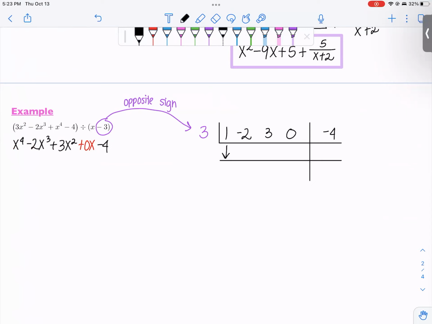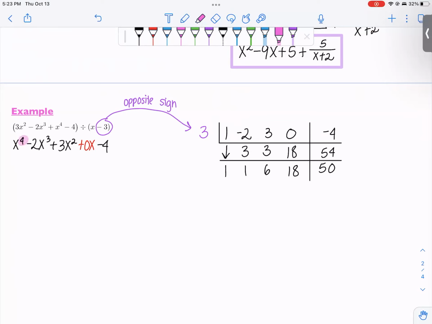I pull down the first number, 1. Then 3 times 1 is 3. Negative 2 plus 3 is 1. 1 times 3 is 3. 3 plus 3 is 6. 6 times 3 is 18. 0 plus 18 is 18. 18 times 3 is 54. Negative 4 plus 54 is 50.